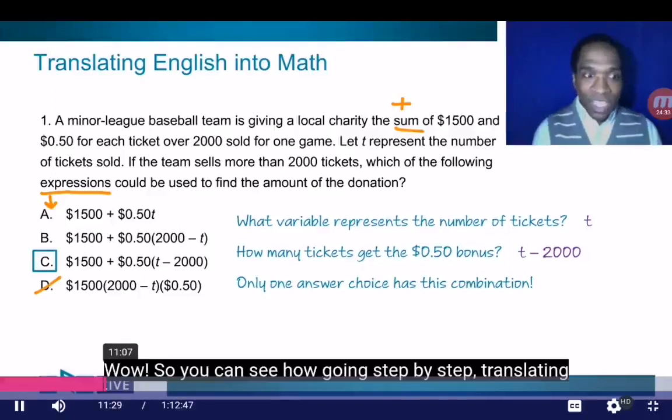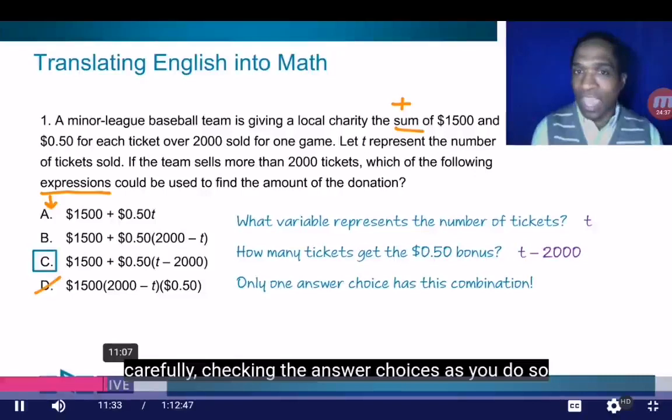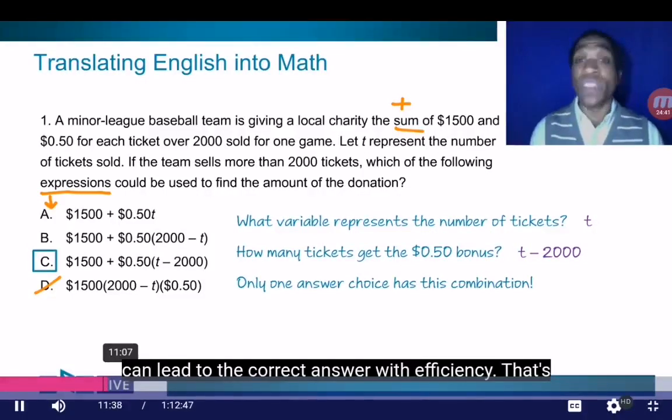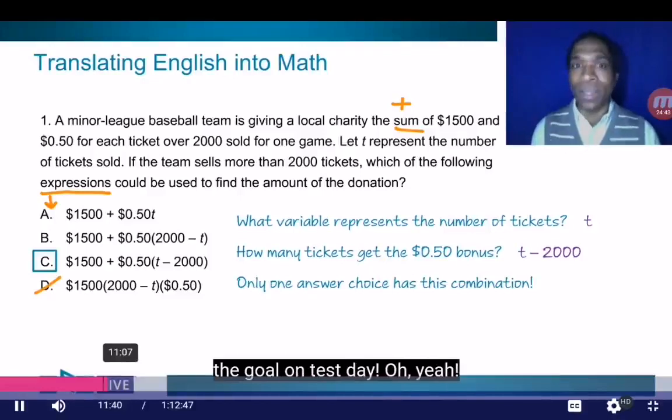Wow. So you can see how going step by step, translating carefully, checking the answer choices as you do so, can lead to the correct answer with efficiency. That's the goal on test day.